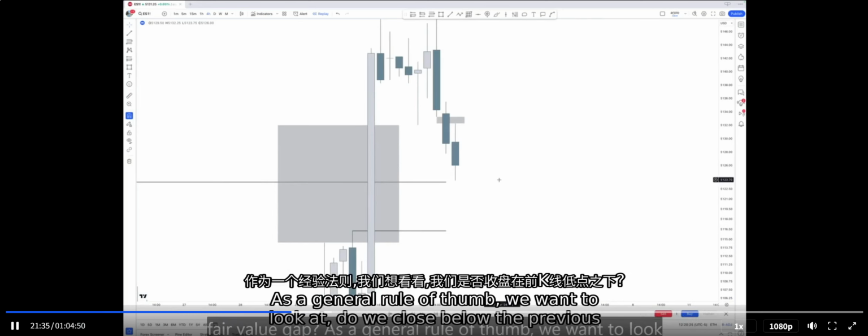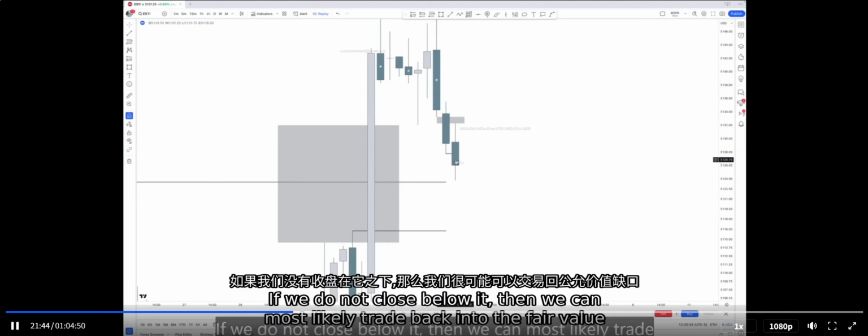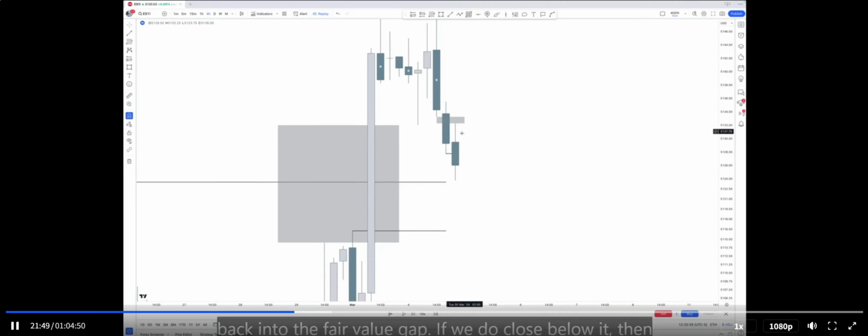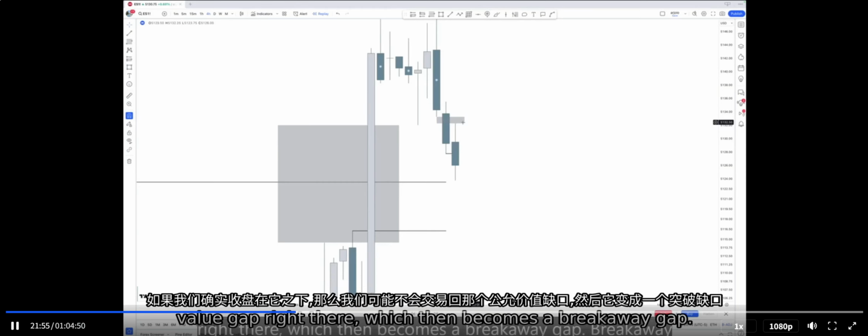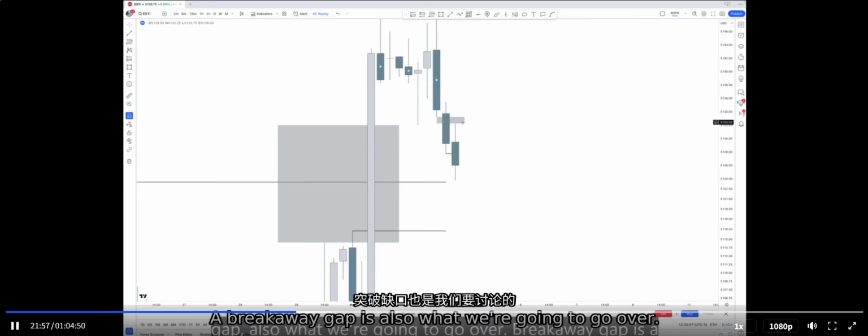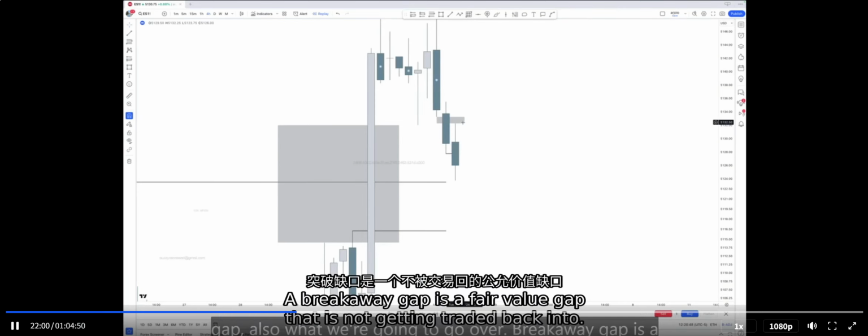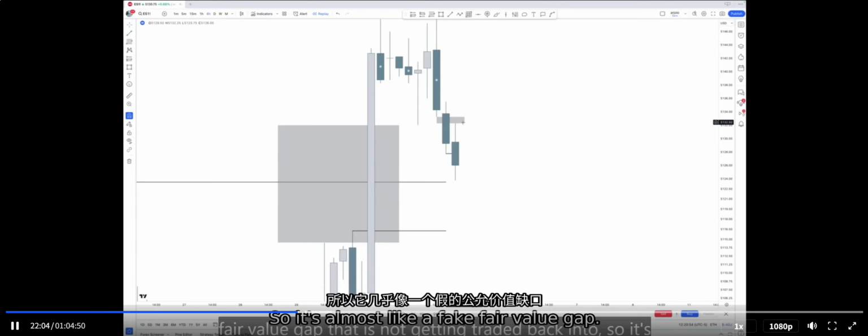As a general rule of thumb, we want to look at whether we close below the previous candle low right there. If we do not close below it, then we can most likely trade back into the fair value gap. If we do close below it, then we are likely not trading back into that fair value gap, which then becomes a breakaway gap. Breakaway gap is also something we're going to go over. A breakaway gap is a fair value gap that is not getting traded back into. So it's almost like a fake fair value gap.